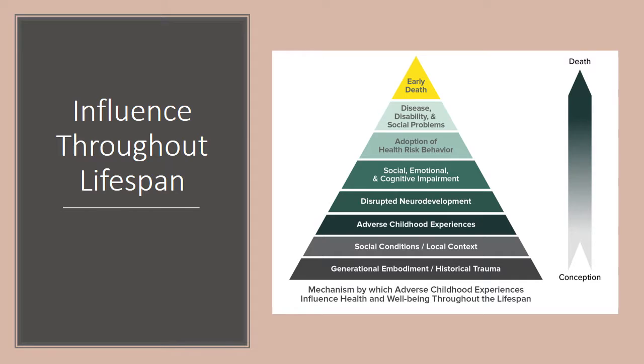I got this pyramid off the CDC website, and I attached the picture here just because I thought it gave a good representation of ACEs and what can happen from that point on in life. And just showing that there are some social, emotional, cognitive impairments, risky behaviors, and then ultimately can lead to early death.